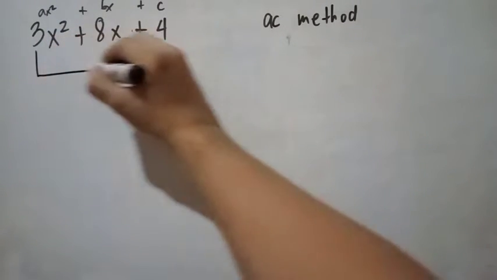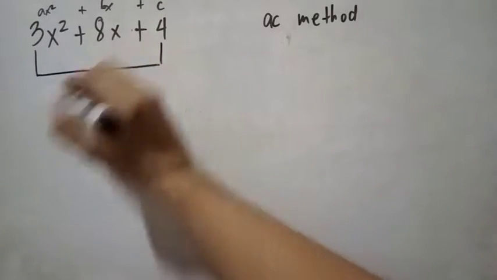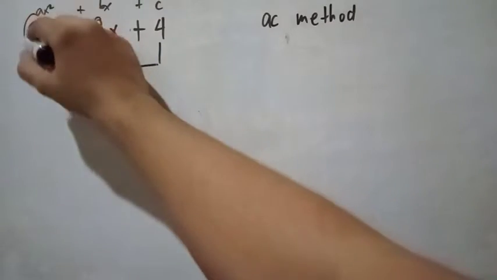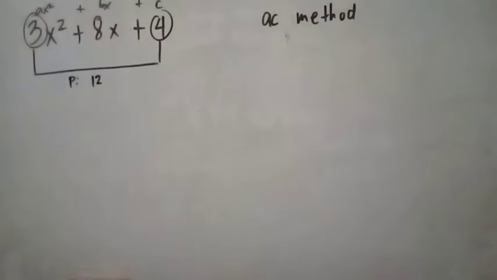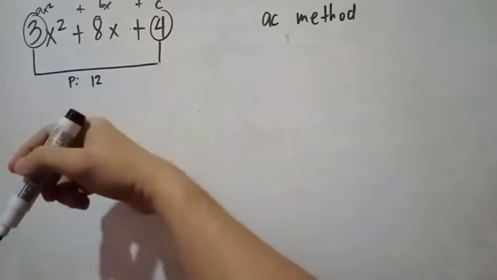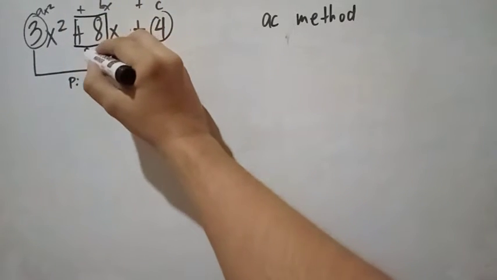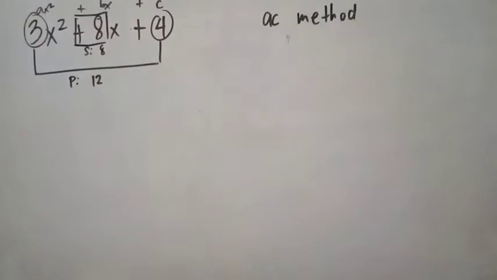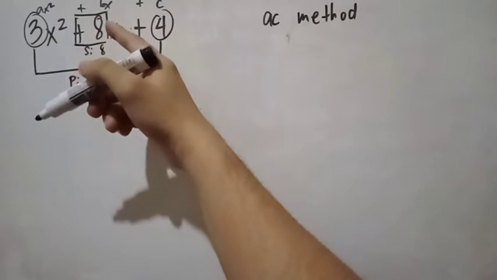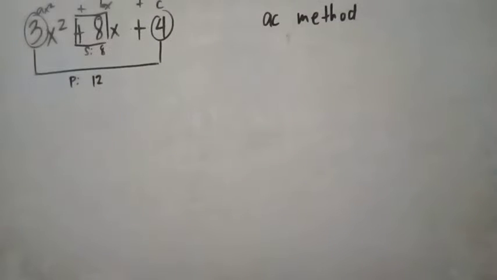So, 3 times 4 is 12. Ayan yung magiging product natin. Okay? So, multiply mo lang to. Tapos, ano bang magiging sum natin? Again, yun yung numerical coefficient ng middle term, which is positive 8. So, ayan yung sum natin. Dahil yung sum at saka ng product ay given, makukuha natin yung dalawang numbers.